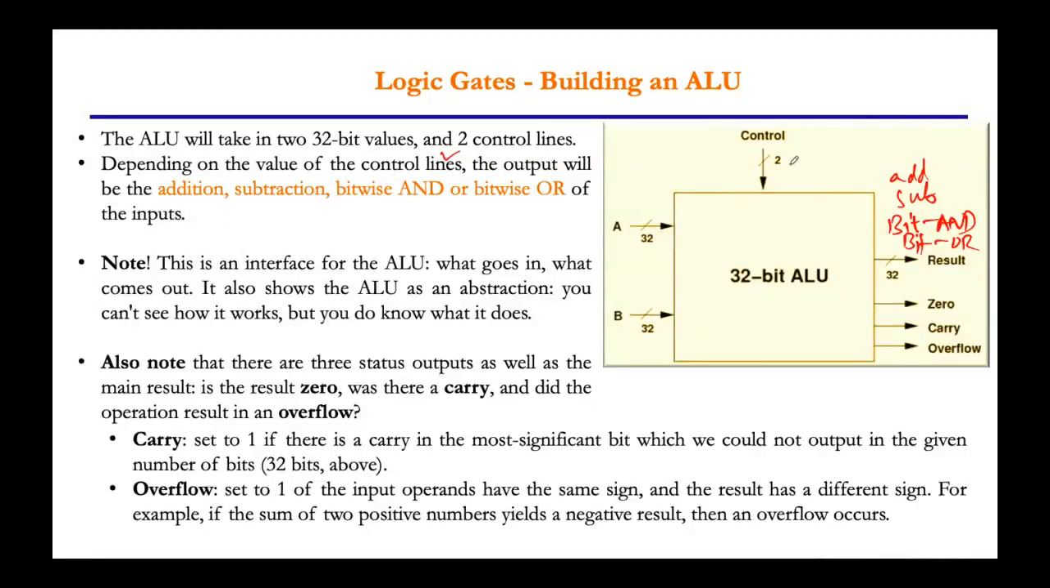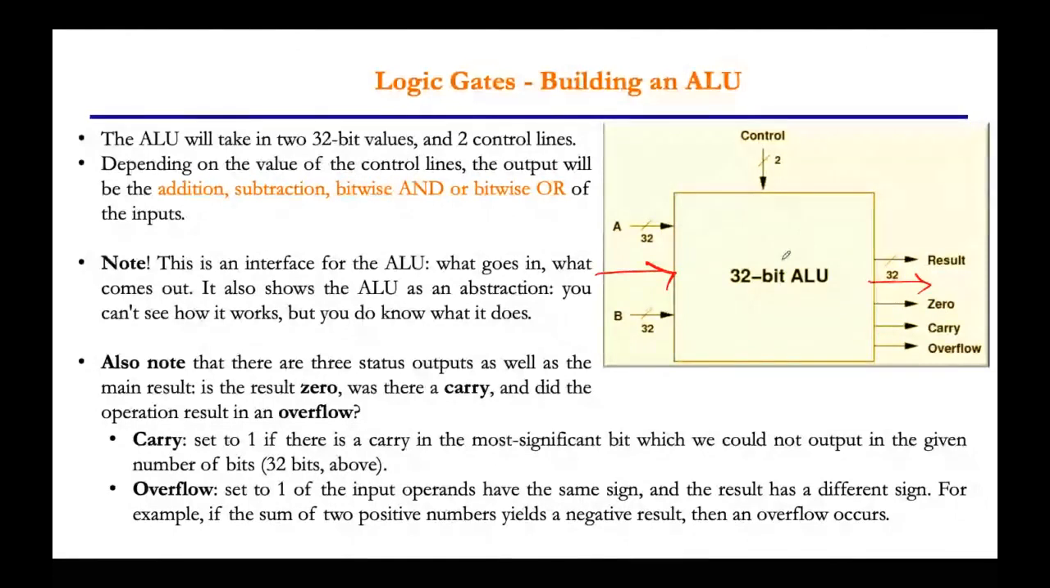This is an interface between your control unit and your ALU. This part is an interface for your ALU. It says what goes in and what comes out. What goes into your ALU and what comes out of your ALU. So here you can see this is the abstraction. Here we are not talking about how it works. We'll discuss how it works one by one.